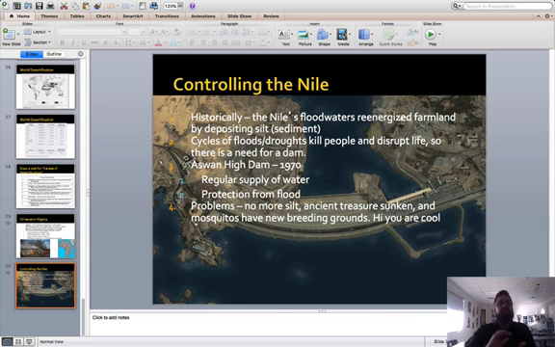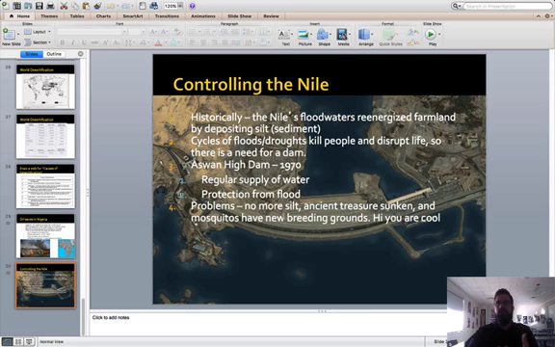Because the problem is, even though it's predictable when the Nile would flood and how much it would flood and when it would recede, sometimes it would flood more than expected, and sometimes it wouldn't flood at all, and there would be a drought, and then that would cause a famine. So to control the flooding, they built the dam. So now you have a regular supply of water all the time. You don't have to worry about not enough water to farm your crops, and then famines, and then protection from floods. So you can live right next to the river, and you don't have to worry about the river flooding necessarily.